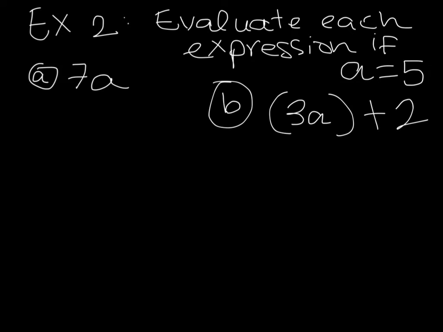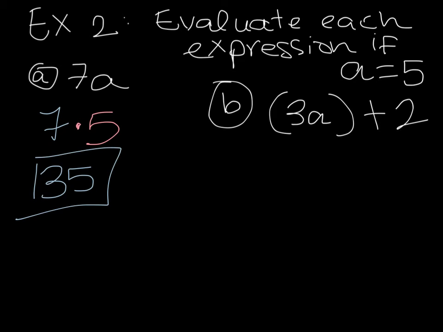We've got 7A. Now I'm going to substitute. I'm going to take this 5 here that represents A, and I'm going to substitute it in for this A. So I've got 7 times 5, right? And now this is my new expression, 7 times 5, and I can simplify just as I had for example 1. 7 times 5 is 35, and that is my final answer. Once again, I encourage you to pause in between these two, try part B on your own, and then compare your solution to mine.